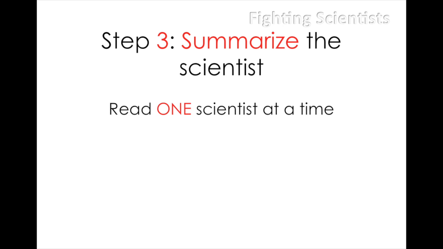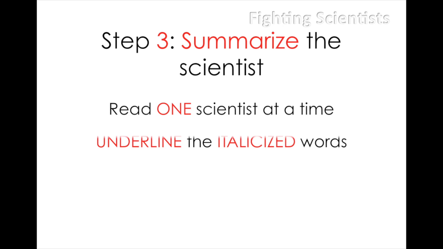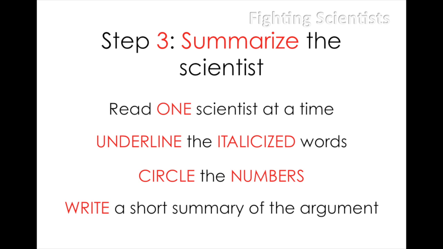After finishing reading one of the scientists, while still underlining italicized words and circling numbers, you must write a short summary about the argument. Make sure to include the answer to the question posed in the introduction, and the main reason as to why the scientist believes in that opinion. You may also consider including the counter-argument, if the counter-argument takes up a large section of text.